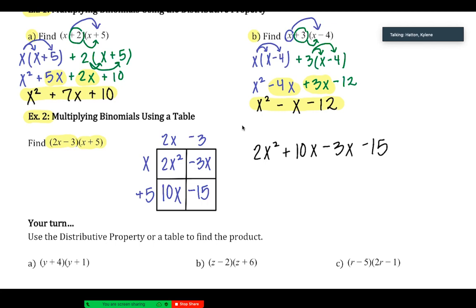And now we want to check for like terms. So 10x and negative 3x are my two like terms that I can combine because they both have x to the first power. So I'm going to bring down my 2x squared. That's my only x squared term. 10x and negative 3x, if I add the coefficients 10 and negative 3 together, that would be 7x. And then I have to bring down that minus 15 because that's my only constant term. So my final answer is 2x squared plus 7x minus 15.